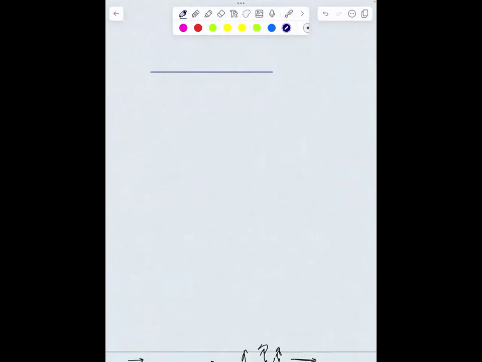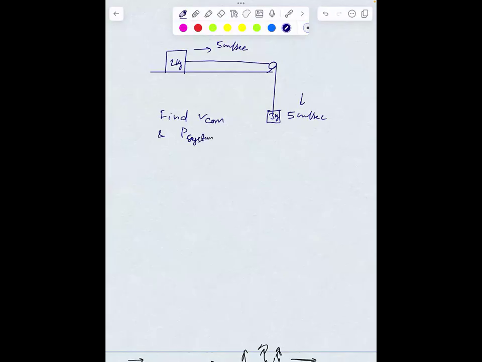We have two masses, 2 kg and 3 kg. This mass is moving with 5 meter per second this way, and that one with 5 meter per second this way. Find the velocity of center of mass and the momentum of the system. Okay, guys, try this question.